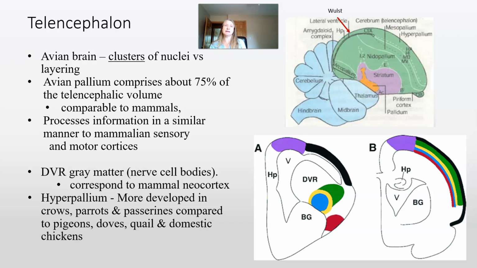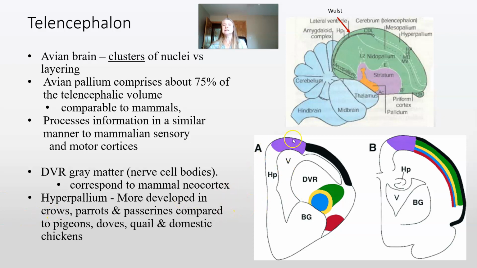In the avian brain, there are clusters of nuclei, so clusters of cells instead of layering of cells. Dr. Riley, who used to teach comparative anatomy before me, used to talk about bagels being stacked up. So the mammalian brain is like a bunch of bagels being stacked up, this layering. But in an avian brain, we have clusters of nuclei. The avian pallium comprises 75% of the telencephalon's volume, and again, this is very comparable to mammals. This is processing information in a similar manner to the mammalian sensory and motor cortexes, like I talked about in the last slide.